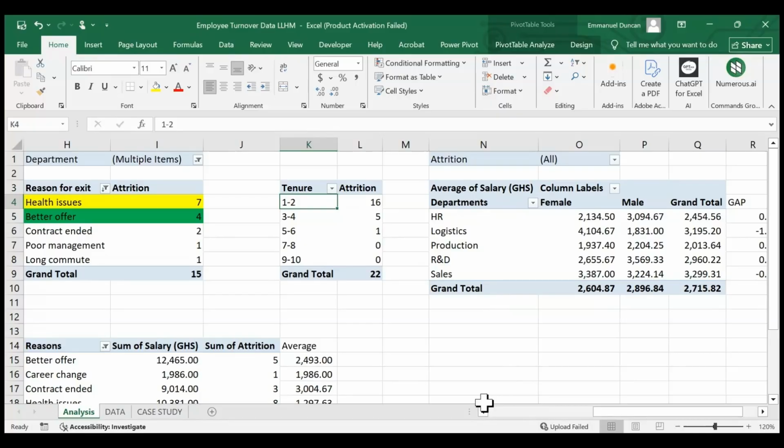Wellness programs should be initiated to help these employees understand the importance of their health and how it contributes to their work. In a nutshell, we've been able to investigate the root causes of the issue by using pivot table in Excel.